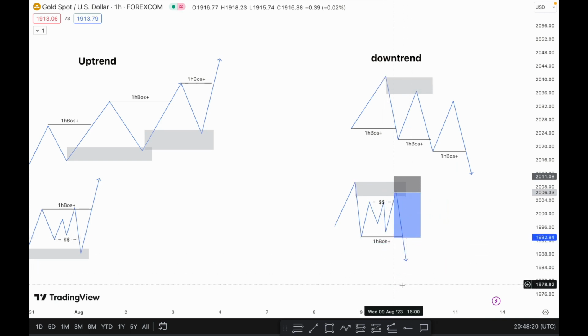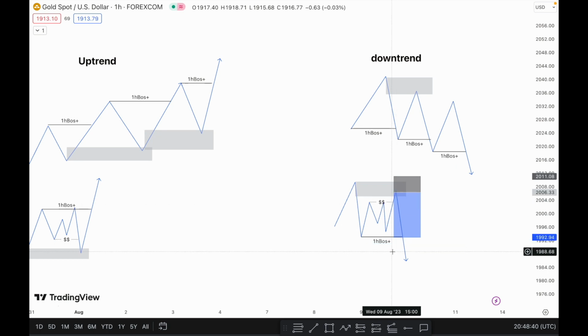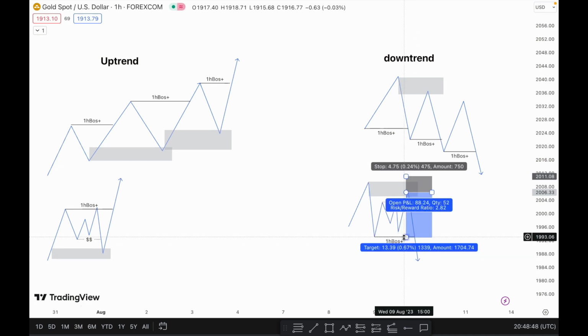I'm not targeting anything down here. My target is here. My TP is the next low. So anything after this is just runners. If I put in 5 positions up here, I'm gonna close 4 of them here and let one of them run. Or you can close 2 and let 2 run, whatever you wanna do, but this is the target. Anything past this target is extra. This right here is guaranteed money.